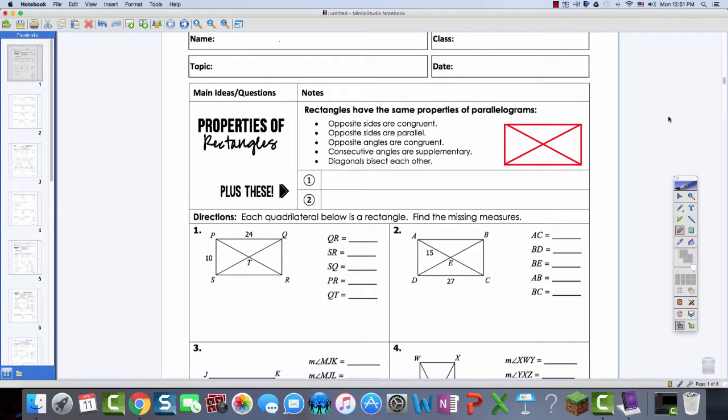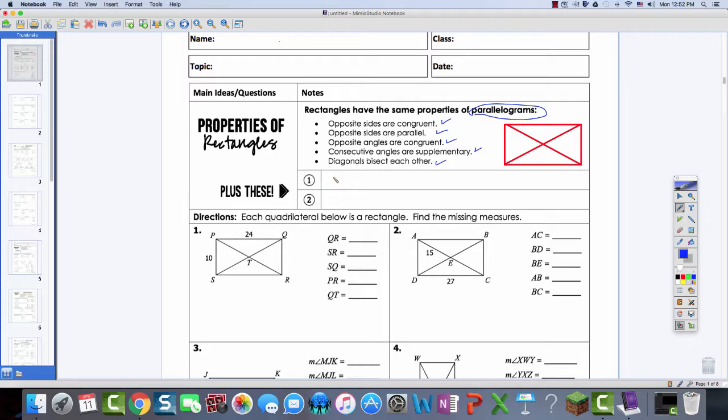In this video, we're going to study the properties of rectangles. Recall that a rectangle is a special form of parallelogram. Therefore, it carries all the characteristics of a parallelogram. That means the opposite sides are congruent as well as parallel, the opposite angles are congruent, consecutive angles are supplementary, and the diagonals bisect each other. That's what we discussed in the last unit.